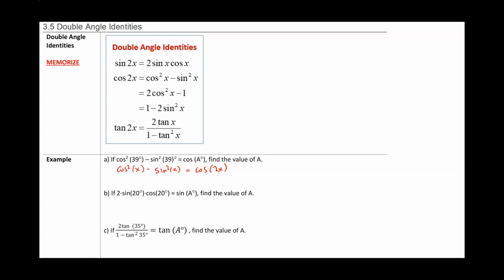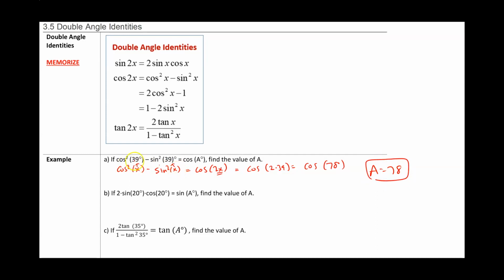Okay, now let's take a look at the value of x. The value of x in this case is 39 degrees. And so in this parentheses is going to be cosine of 2x, which is going to be cosine of 2 times 39, which is going to be cosine of 78 degrees. So the value of a in this case will be 78.